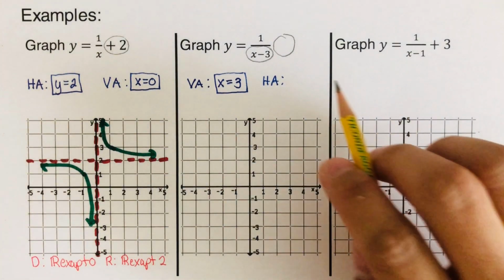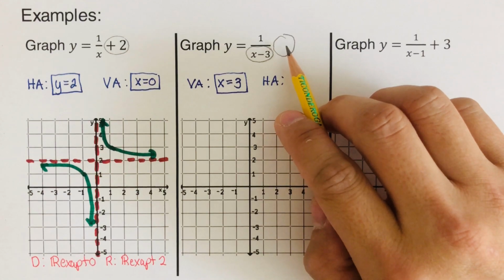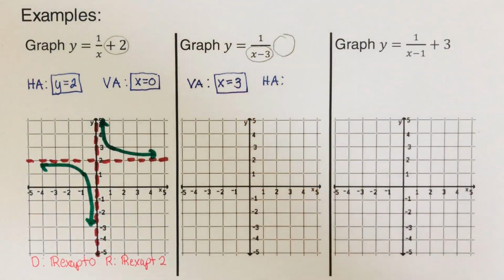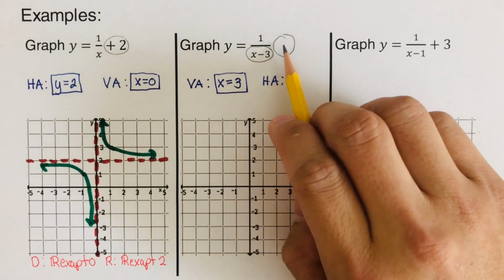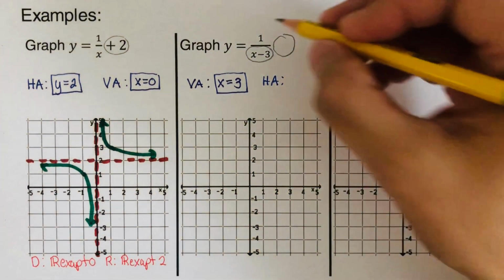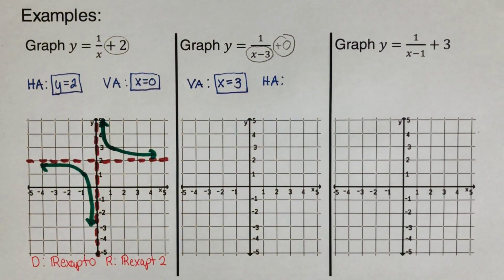They're gonna think that there is an invisible 1 right here. That is not the case. That is a 0. An invisible 1 can only become invisible if it comes with a variable. There's no variable here, so you cannot have an invisible 1 right here. Instead, that is pretty much like a plus 0 there. So that's the one that you have to remember.